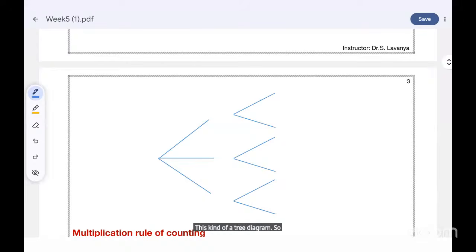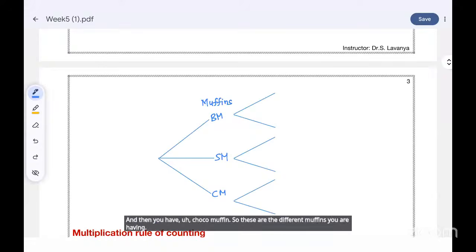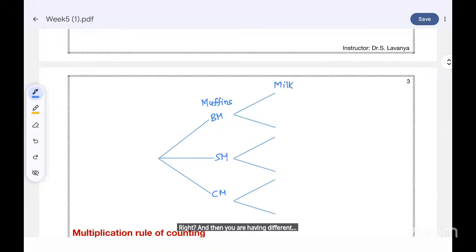So suppose you have, let's call this a blueberry muffin. Then you have a strawberry muffin, and then a choco muffin. So these are the different muffins you are having, right? And then you are having different milkshakes, right? So you have a strawberry milkshake and a choco milkshake. With each muffin, you have these possible combinations of milkshake, strawberry milkshake or choco milkshake. So these are the possible options, right?